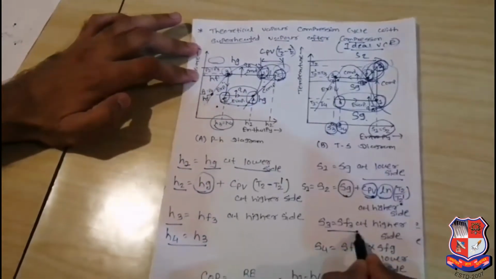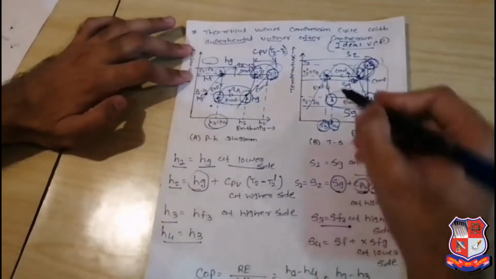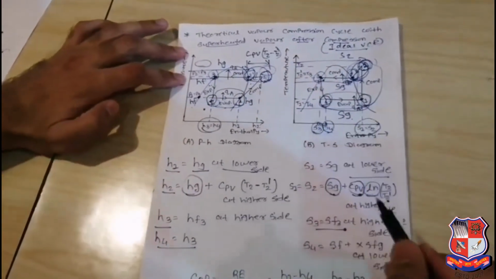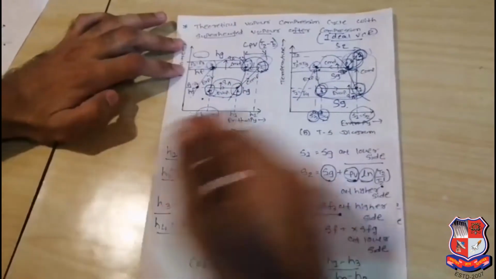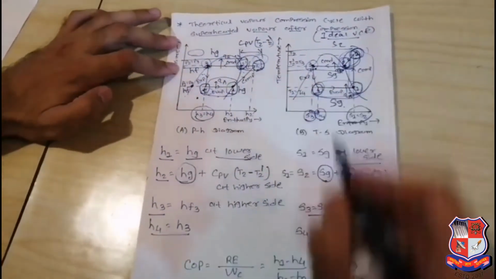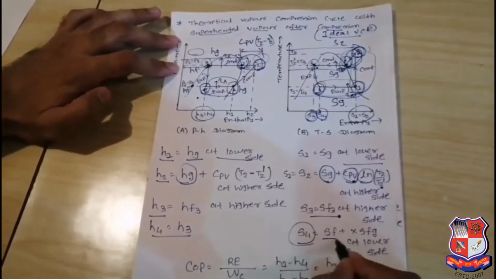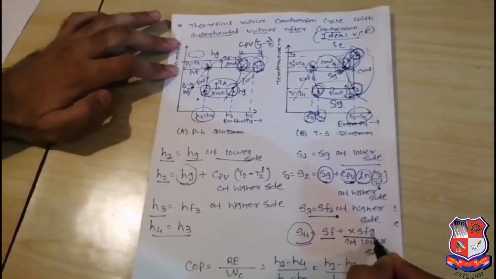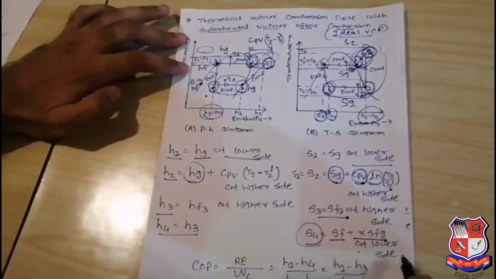Then the last one will be your S4. How to determine it? S4 is in your wet region. In the previous case I already discussed the wet region. So S4 is equal to Sf plus x Sfg at the lower side. Now we can determine the performance of the cycle, the COP.